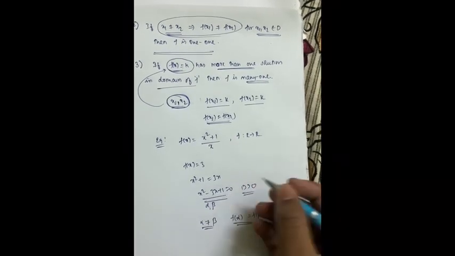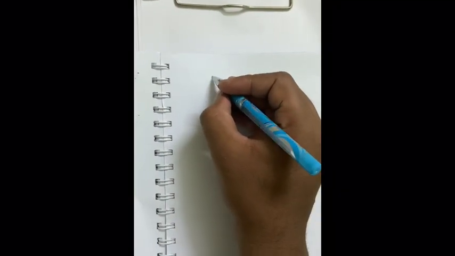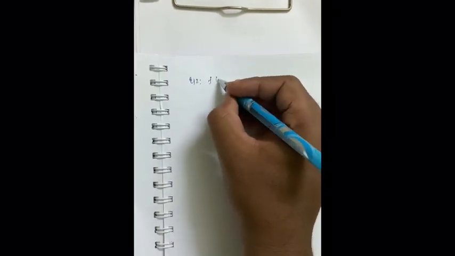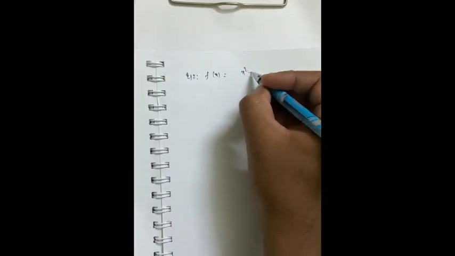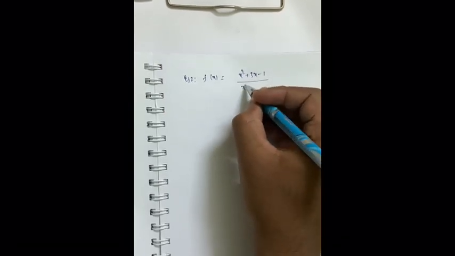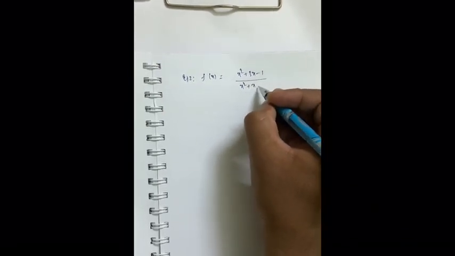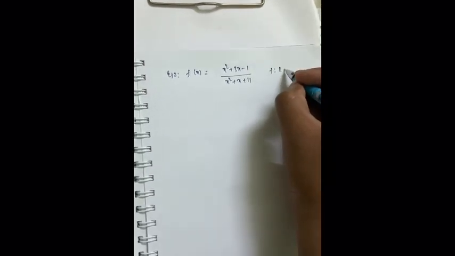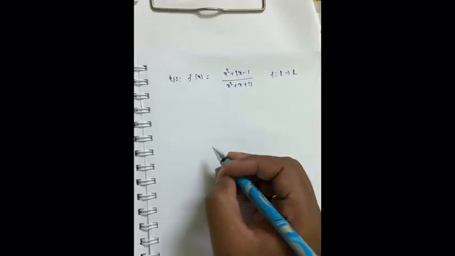Okay, so we'll see some more questions. Let's say f of x is, second example, x square plus 3x minus 1 by x square plus x plus 1. Here f is from R to R, so we have to check whether this function is 1-1 or not.